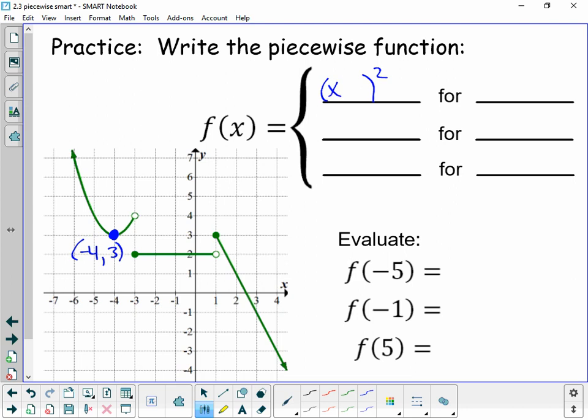So this is shifted back 4, so x plus 4, and shifted up 3. So here is the equation of the parabola, and it's not stretched, so that will be the equation there.